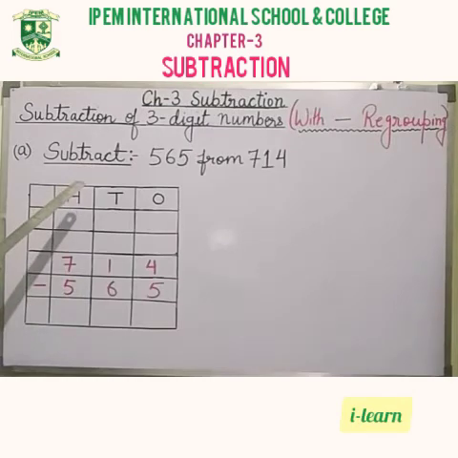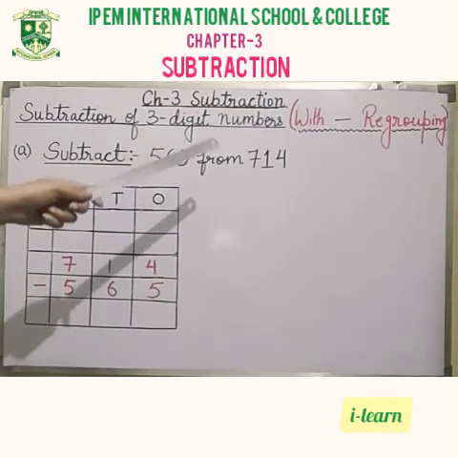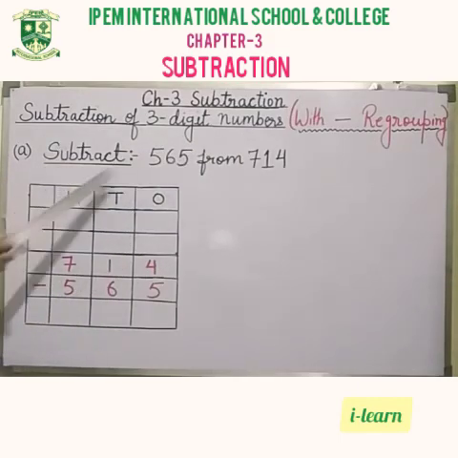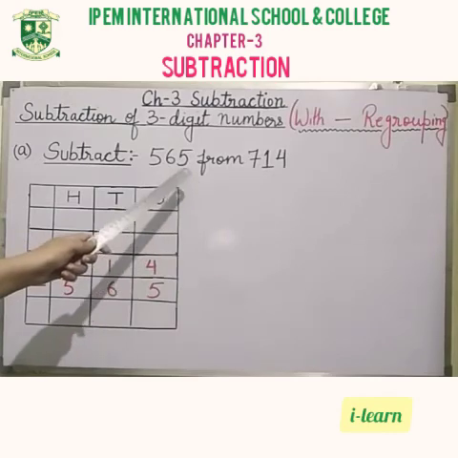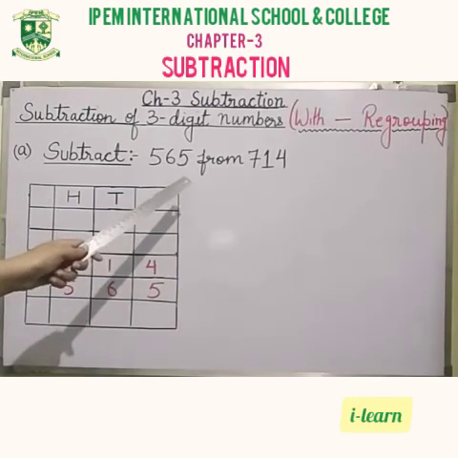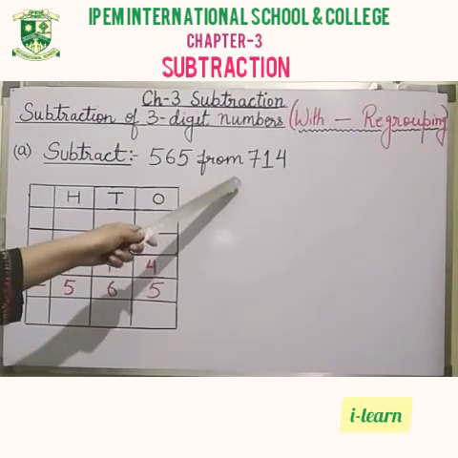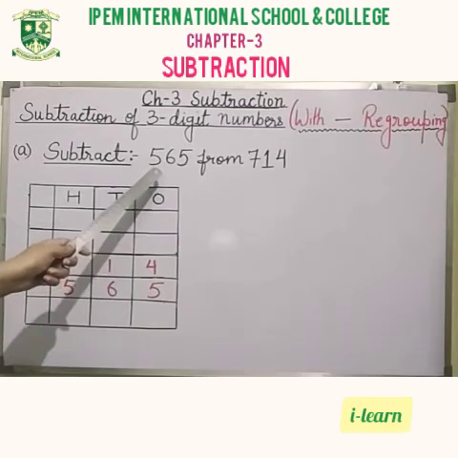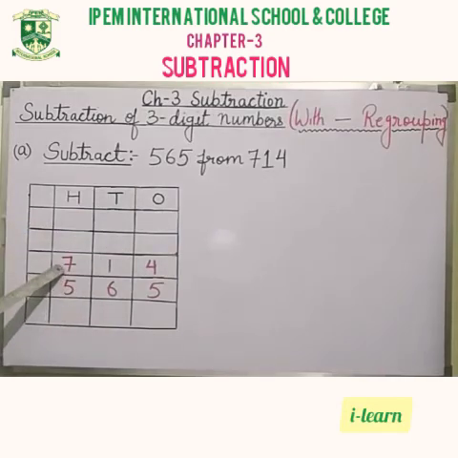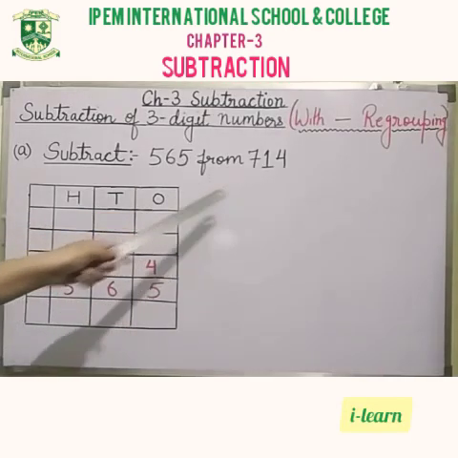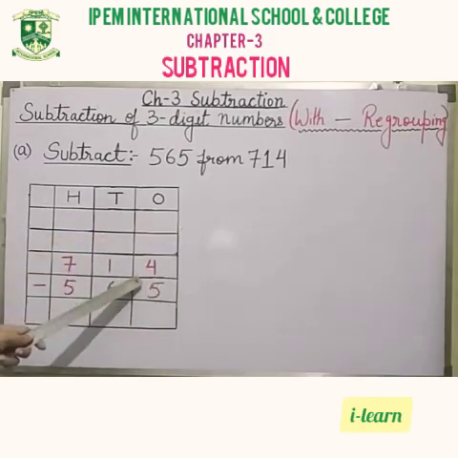Children, now see the second topic, that is subtraction of 3-digit numbers with regrouping. Now see what is with regrouping. Here we have to subtract 565 from 714. Now what is the method to arrange these numbers in columns? The number which is written after the word from, and that is also a bigger number than 565, we will write that number first. So 7 is at hundreds place, so we will write 7 under hundreds column. 1 is at tens place, so we will write 1 under tens column, and 4 is at ones place, so we will write 4 under ones column.